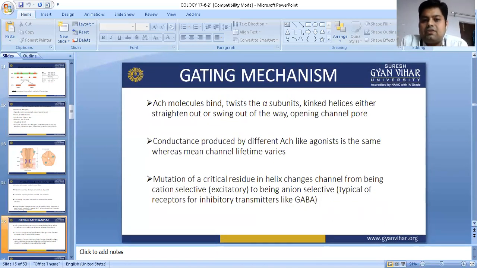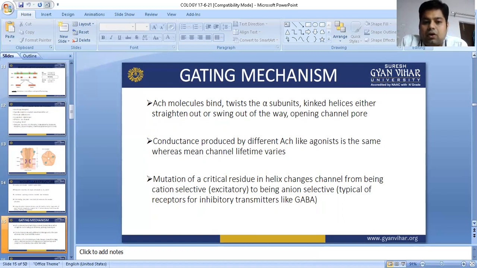What is the gating mechanism? It means how the receptor is going to work. When acetylcholine binds to the alpha subunit, it will actually open the channel pore. Simply, we can say that when acetylcholine binds with the receptor, the receptor undergoes some kind of modulation and the channel opens simultaneously. The conductance produced by different acetylcholine agonists is the same, whereas the mean channel lifetime varies.